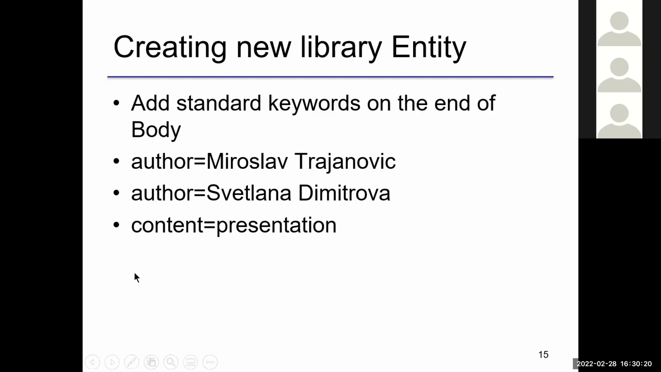Let's say if you have two authors, you will put two lines. One is, let's say, for me, and the second is for Svetlana Dimitrova. If you have a third, just put it. Later on, if somebody wants to see what Svetlana Dimitrova published in the library, he or she will easily find it by specifying the keyword author equals Svetlana Dimitrova. This is one standard keyword. The second standard keyword is content type.